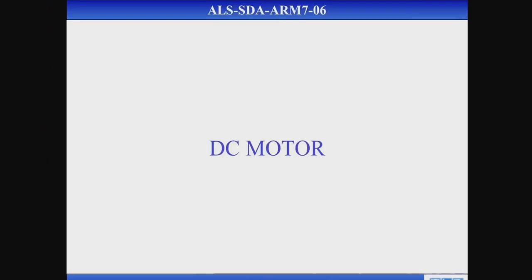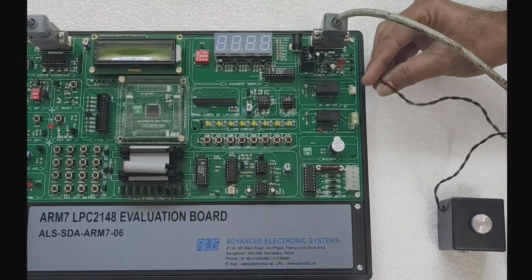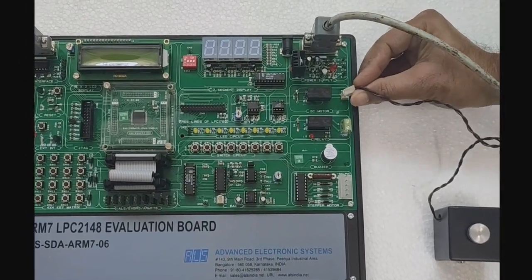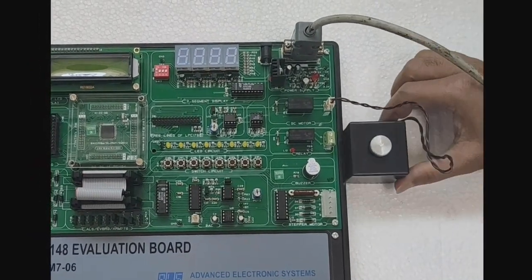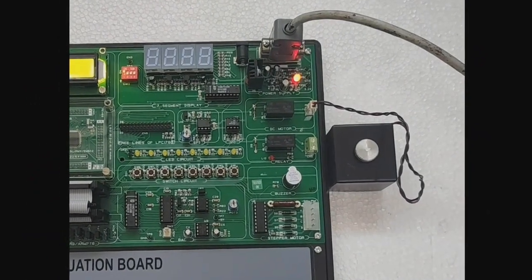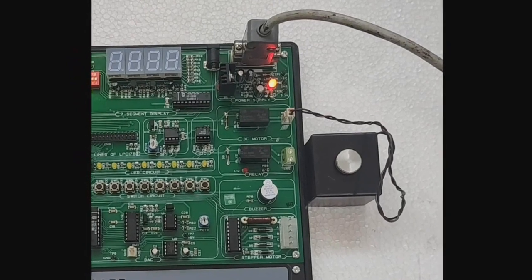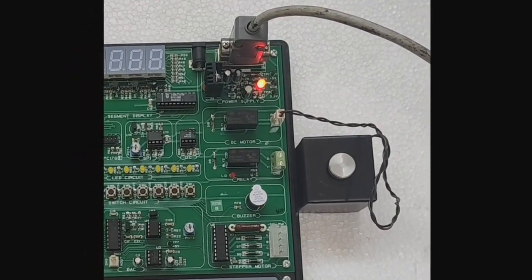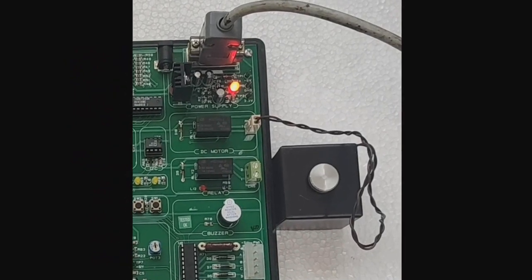Now coming to the DC motor. Same thing, we have to type the program. Once it is typed, the same procedure is followed. Connect to the DC motor circuit there. Once it is connected, you can check the output here. So this is how the DC motor runs. You can observe the rotation of the DC motor.